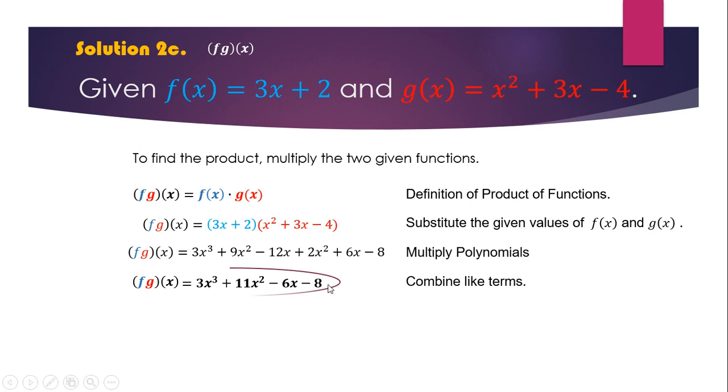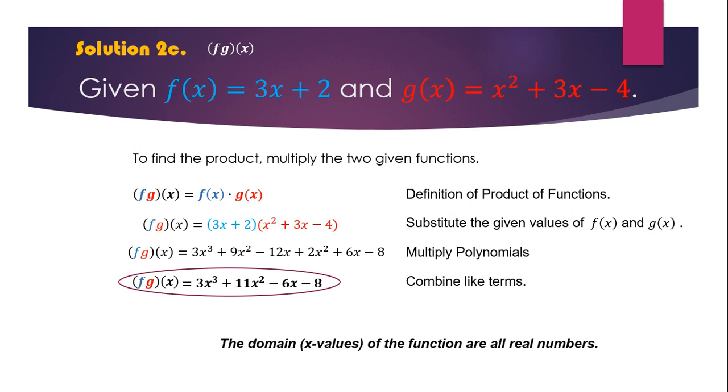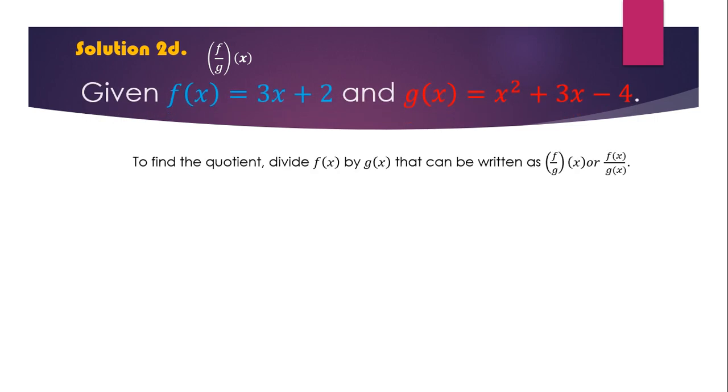Therefore, the final answer for the product of the two given functions is 3x cubed plus 11x squared minus 6x minus 8. So the domain, or the x values of the two given functions, are all real numbers. And then for letter D, finding the quotient of the two functions, the same given.